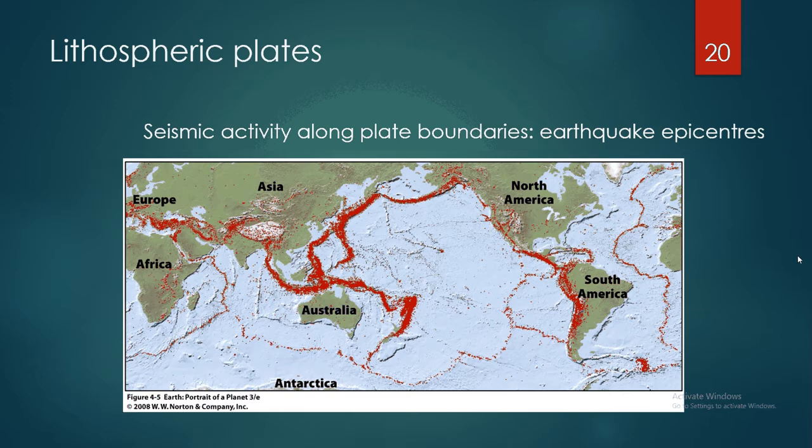So here's just a cool image coming from Stephen Marshak, Portrait of a Planet, that I mentioned in the first video, the textbook. Here's some information about seismic activity. Seismic means earthquakes, right? So we're talking about earthquakes. Each of these dots represents some earthquake or seismic activity that's occurring, and you can see most of that activity is in this area between these plates, between this massive oceanic plate and these continental plates on the edges.